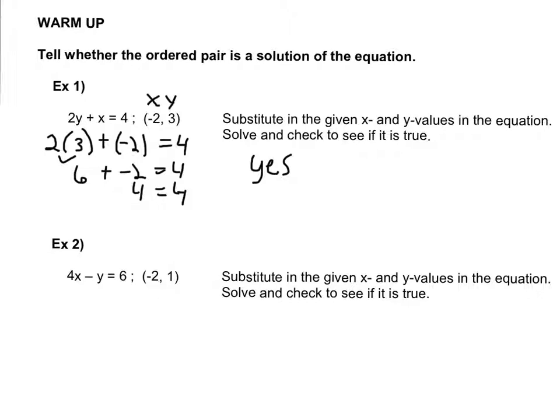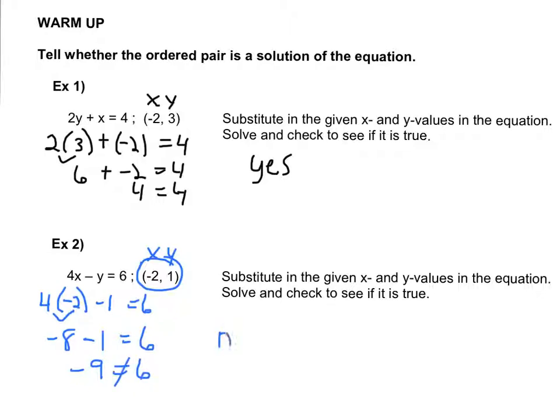So let's try another one. Here you have 4x minus y equals 6, and you have this point. Substitute the point into the equation and check and see if it's true. So this is your x and then your y. So 4 times my x, which is -2, minus 1, equals 6. Alright, so let's solve. 4 times a -2 is -8 minus 1. Does that equal 6? Well, no. -8 minus 1 is -9. And -9 does not equal 6. So, no, this point is not a solution to that equation.